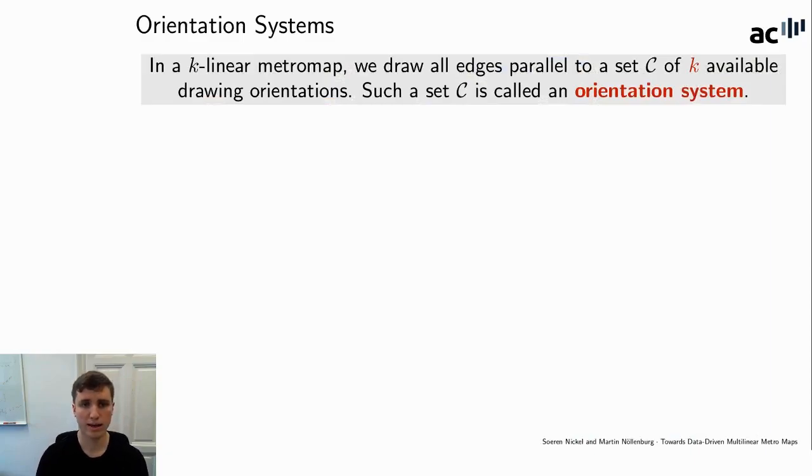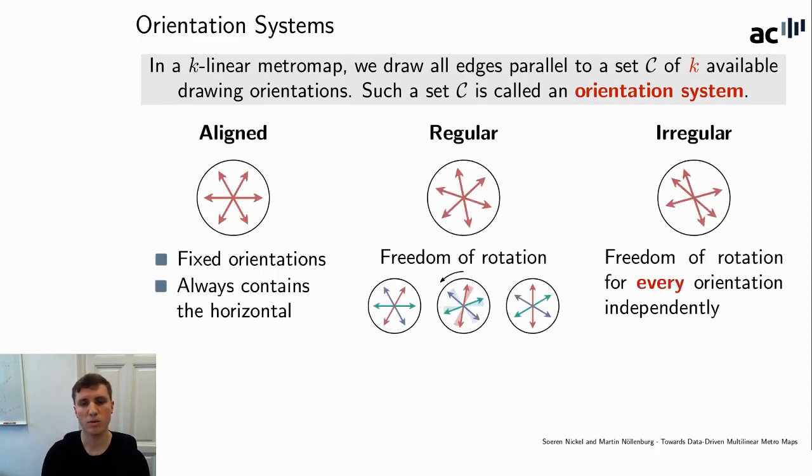In general, a k-linear metro map is a metro map in which all edges are drawn parallel to one of k available drawing orientations. The set of available drawing orientations will be called an orientation system. In this work, we consider 3 different types of orientation systems. The first one is the aligned orientation system that you have already seen, where the horizontal is part of the orientation system and consecutive orientations have an equal angle between them.